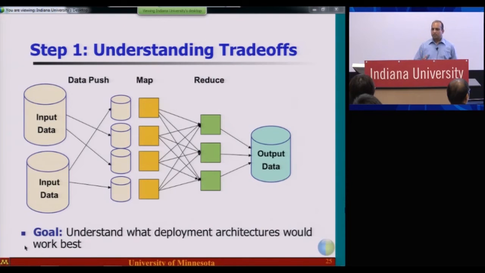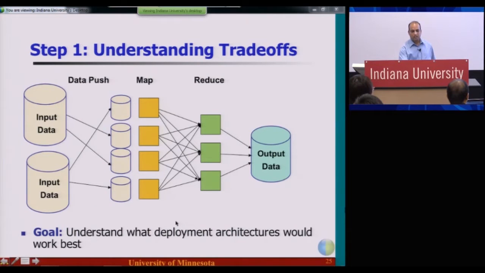So in order to understand the trade-offs, we'll again remind ourselves of the MapReduce workflow model. In this case, you may have distributed input data sources. So instead of having a single data source, you may have the data distributed geographically. So you want to push this data to the individual mappers, carry out the map operation, and then shuffle the data to the reducers, which will generate a final output.